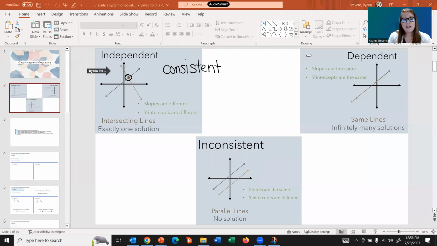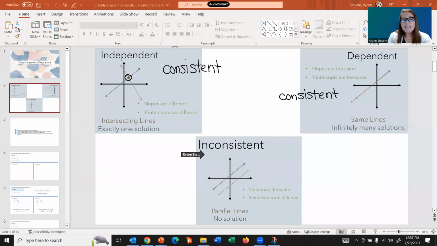If we had graphs that were dependent or equations that were dependent, it means the slopes are the same and the y-intercepts are also the same. And we could also classify these as being consistent as well. So we could say these are consistent and dependent. They are the same line. They're going to be infinitely many solutions.